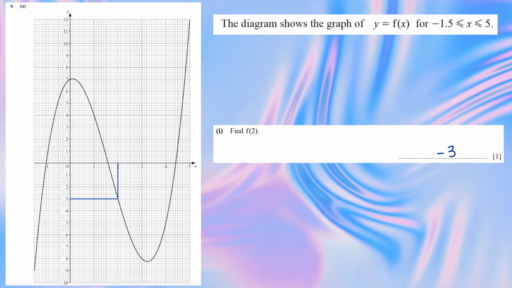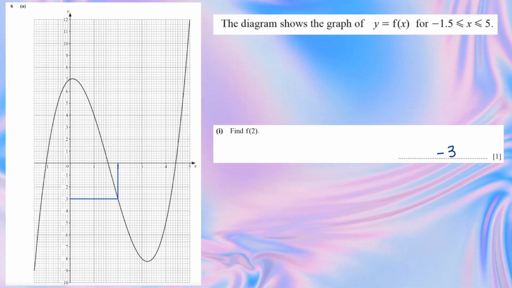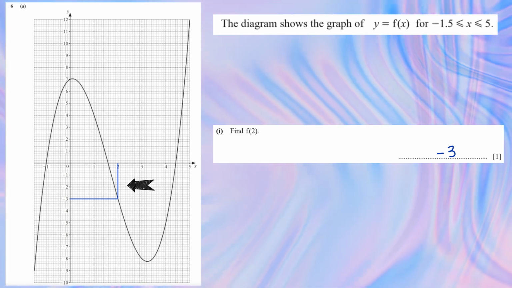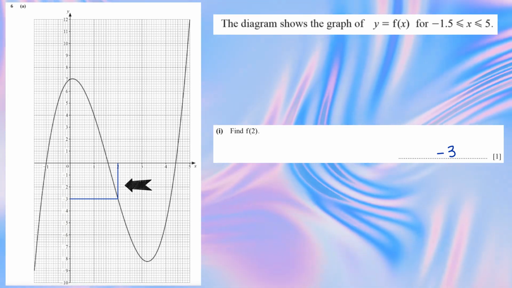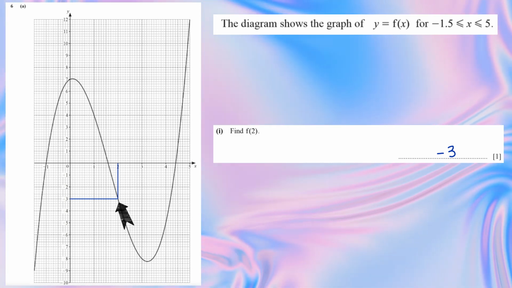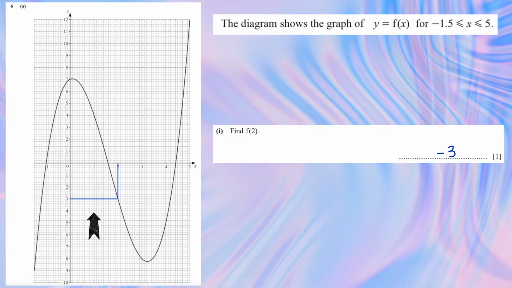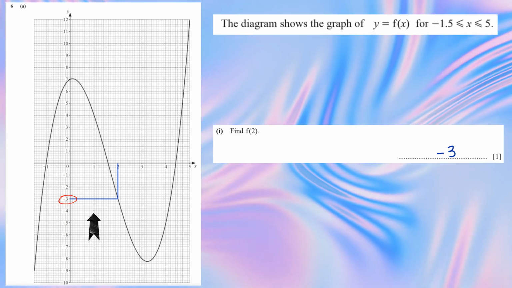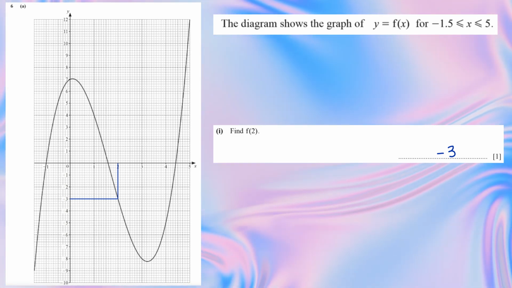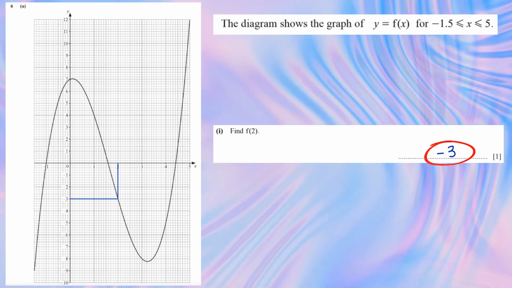So basically, to find f of 2, we have to find the value of y on the graph when x equals 2. I've done this on the graph here by drawing a straight vertical line from 2 on the x-axis to where it touches the graph. Then, from that point, I've drawn a straight horizontal line to the y-axis. As you can see, this line touches the y-axis at -3. Therefore, when x equals 2, y equals -3. So the answer is -3.